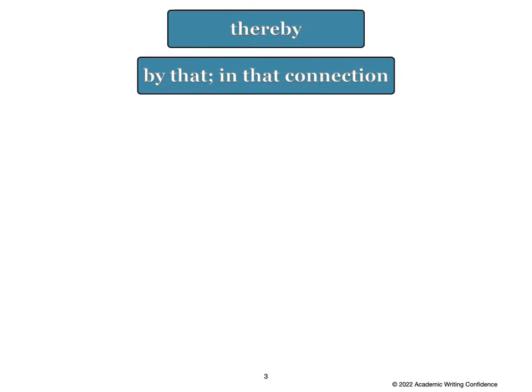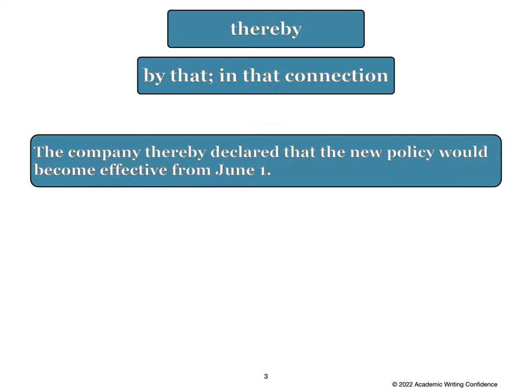Let's start with the word thereby. The word thereby means by that or in that connection. Here's an example. The company thereby declared that the new policy would become effective from June 1st. We often use these words, thereby declared, in formal writing. The company had made some kind of an announcement about the new policy. Therefore, by that announcement, they thereby declared the new policy would become effective from June 1st.